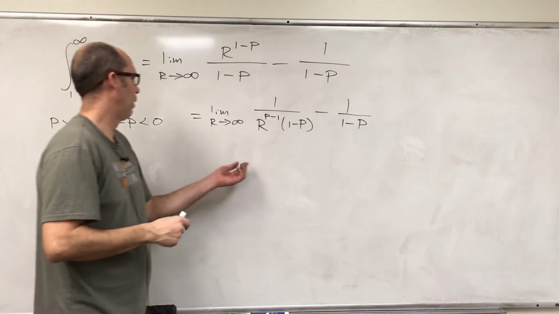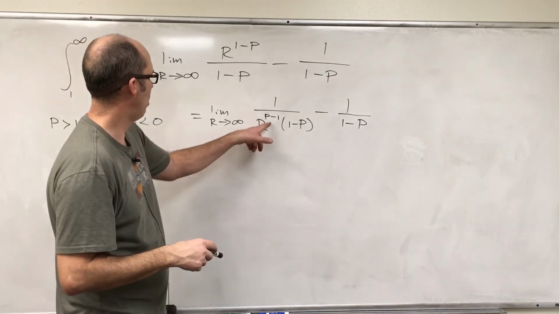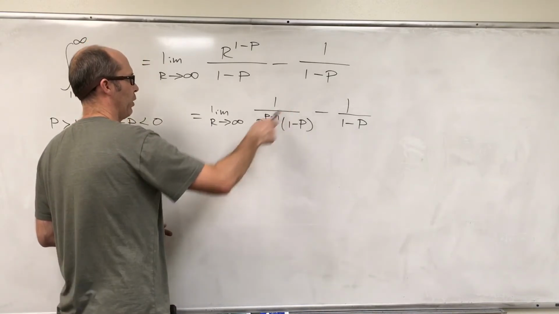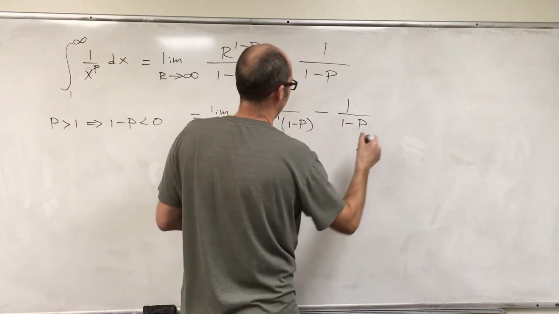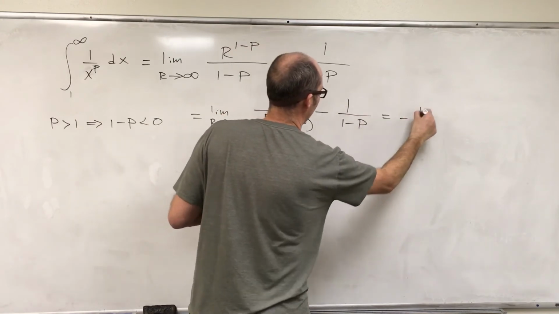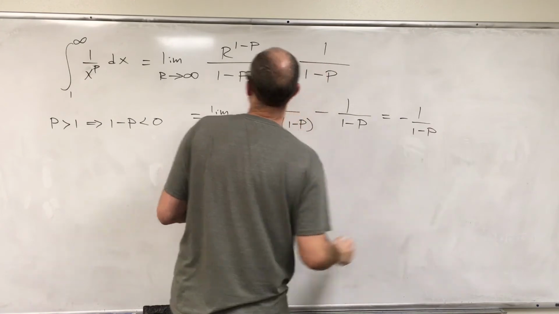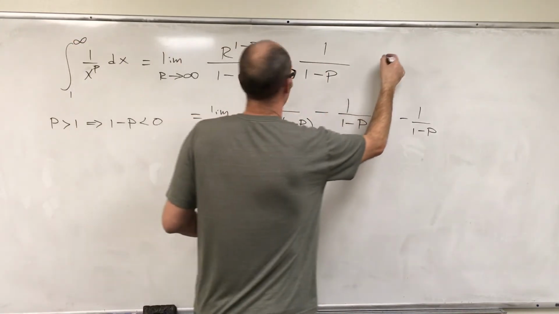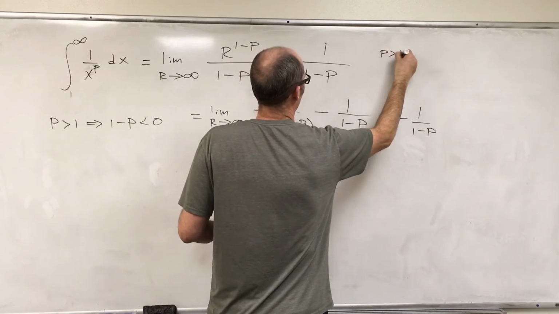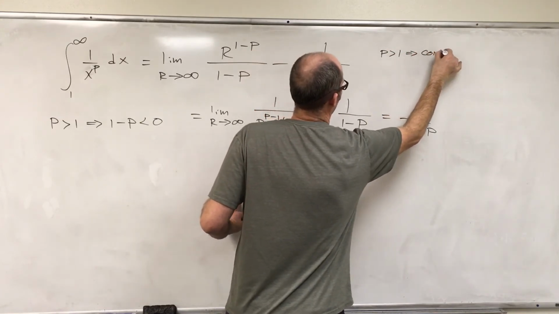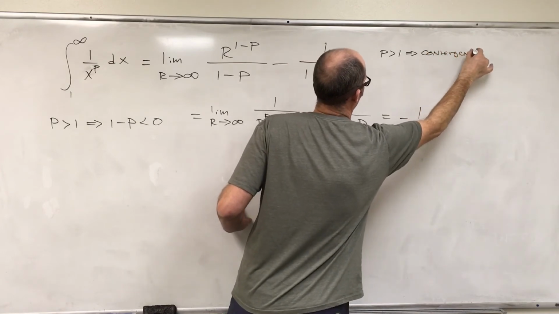Okay, so r in the denominator, the limit as r approaches infinity, this will go to 0, and we'll end up getting some number, negative 1 over 1 minus p. So what we've established is that p bigger than 1 is convergent.